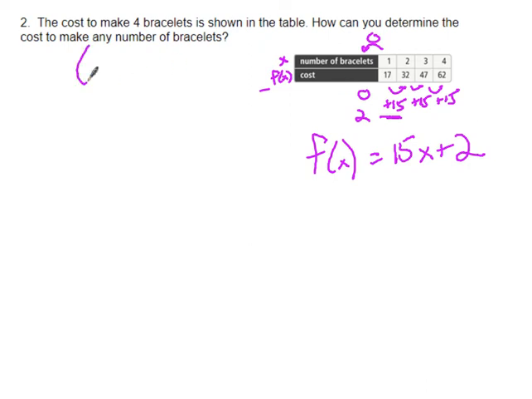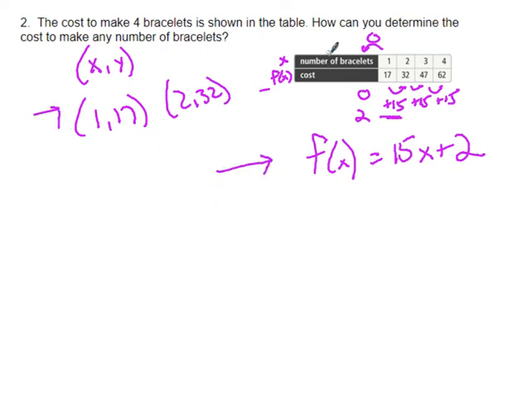Another way I could have done it is I could have picked out 2 points, right? So I could have picked out the point (1, 17), I could have picked out the point (2, 32), and then I could have just written my equation from there. I like to just look at the pattern to figure out my rate of change as I'm going up 15 and up 1 each time. So my rate of change is just 15 over 1. That's my change in my y values, and that's my change in my x values.